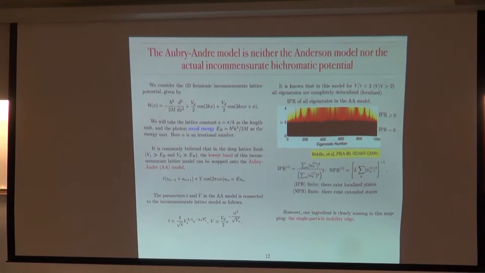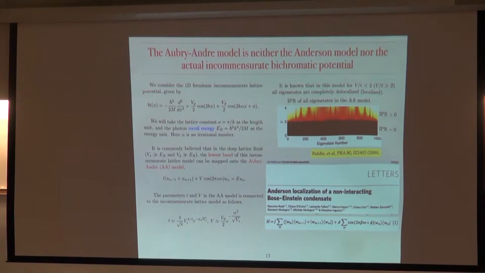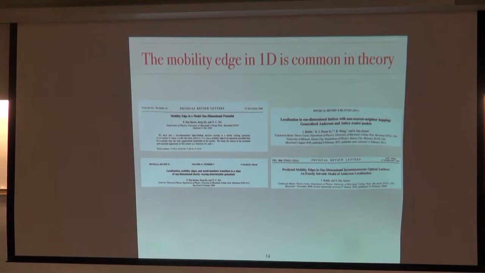Also, we want to point out that this Aubry-Andre model itself is not the Anderson model, because the Anderson model talks about a totally random onsite potential. The Aubry-Andre model is not a random potential. It is quasi-random, but it is not truly random. So previously, some experiments even claimed Anderson localization in this model, which, strictly speaking, is not accurate. The second motivation is that the mobility edge in one-dimensional systems has been proposed in many scenarios. Many models possess a single particle mobility edge in 1D. However, it has not been seen before.